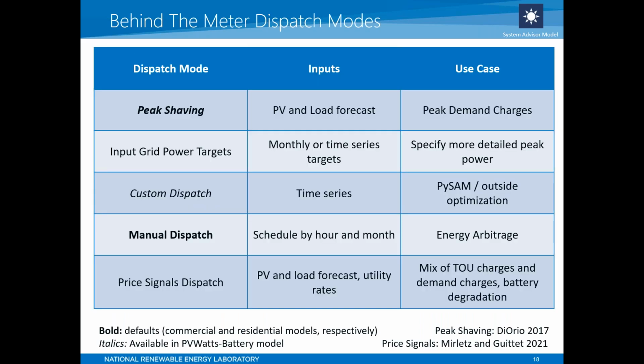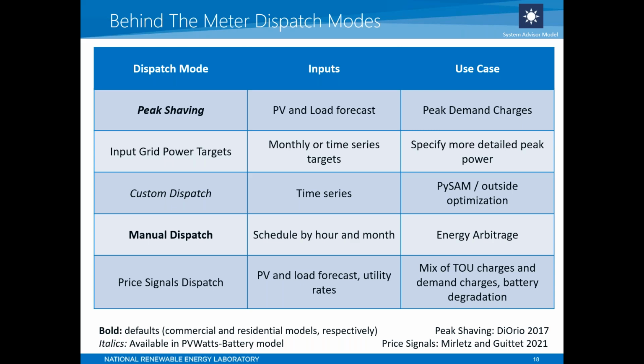This slide summarizes the behind-the-meter dispatch modes in SAM. So starting with peak shaving, which is the default for the commercial financial model, it includes as inputs the PV and load forecast, which can either be specified as perfect look ahead, 1-day look behind, or, coming up in the new release, a custom weather file, in order to reduce peak demand charges.